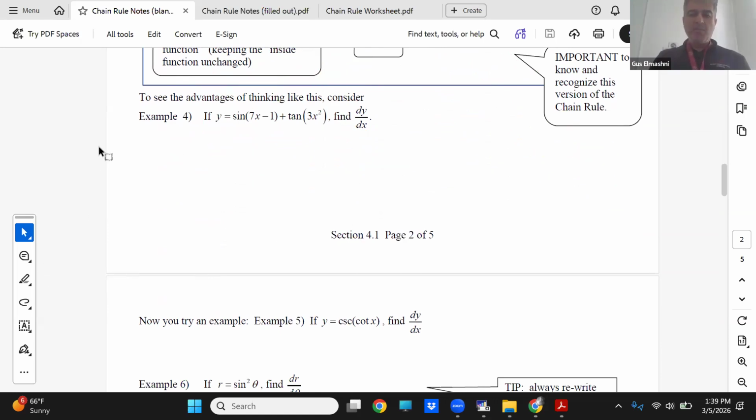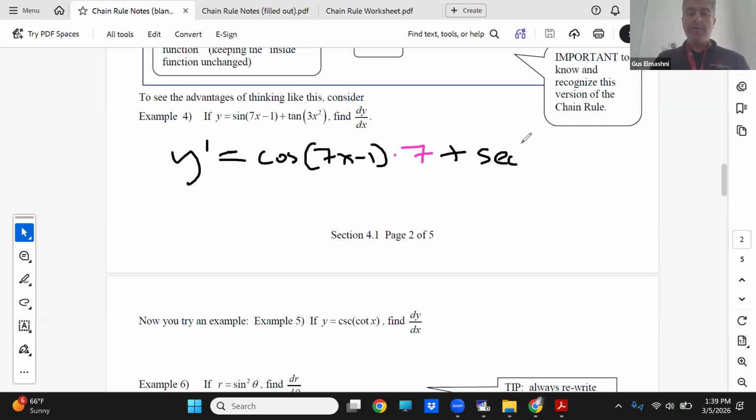Okay, let's try it again. Y prime equals, what's your sine? Cosine. Keep the inside intact. Times, what's the derivative of the inside? 7. Plus, what's the tangent? Secant squared. Keep the inside intact. Derivative of the inside: 6x. Leave it alone.